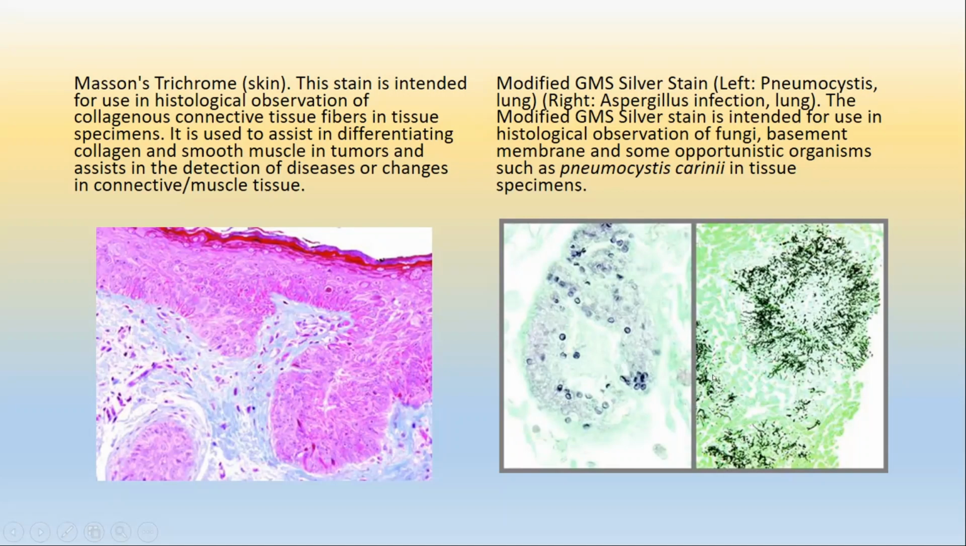This is another example of special stain, where we use GMS silver stain. I can't remember what it stands for. It's basically a silver-based stain, so it is very good to pick up fungal organisms.